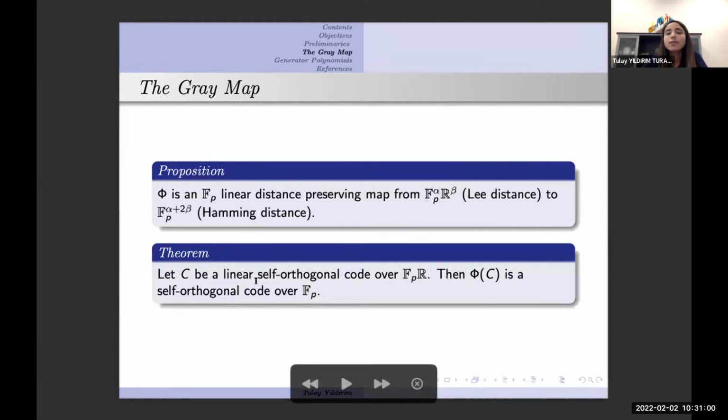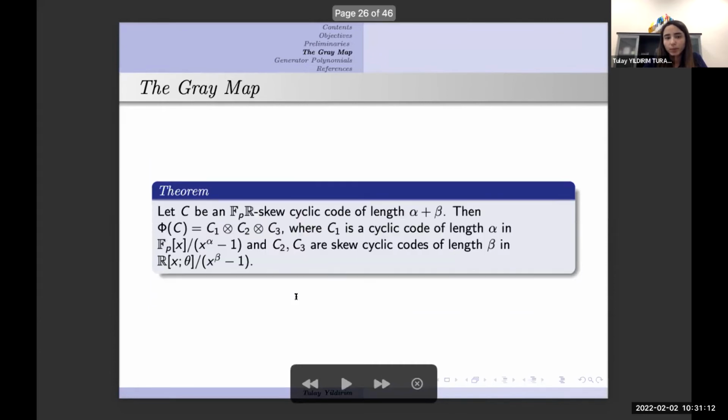Let C be a linear self-orthogonal code over FpR. Then we show that under the Gray map it is still a self-orthogonal code over Fp. And if we take C as an FpR skew cyclic code of length n, I mean alpha plus beta, then phi(C) can be written as a direct product of C1, C2, C3, where C1 denotes a cyclic code of length alpha in Fp[x], and C2 and C3 denote skew cyclic codes.